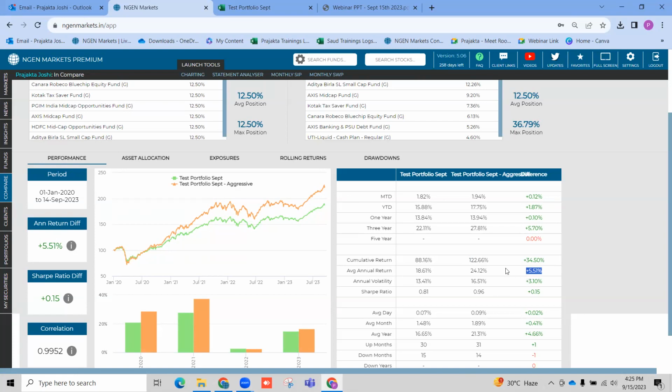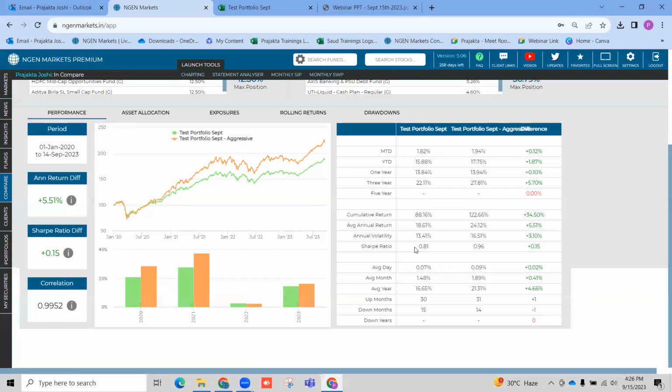Okay. With respect to volatility, of course, because we were aggressive in this case, the client is typically okay with taking in extra risk. And that is exactly what is highlighted here. Annual volatility of this portfolio is 13.41, and the aggressive portfolio has an increased volatility, meaning increased risk, of 16.51, which is again highlighted here. So original portfolio volatility, 13% plays a 16% risk.